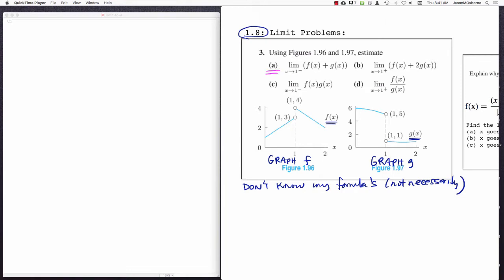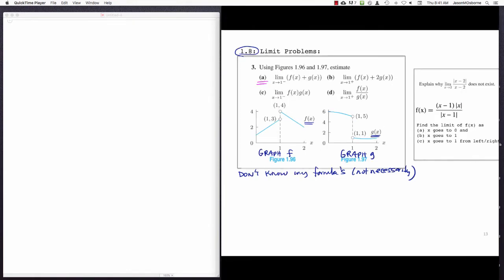Let's do part A here. Okay? We've been asked to find the limit of the function f plus the function g. Okay? It turns out that a property of limits is that if you have the limit as x goes to 1 from the left of a function f plus a function g, you can turn this into two limit problems.